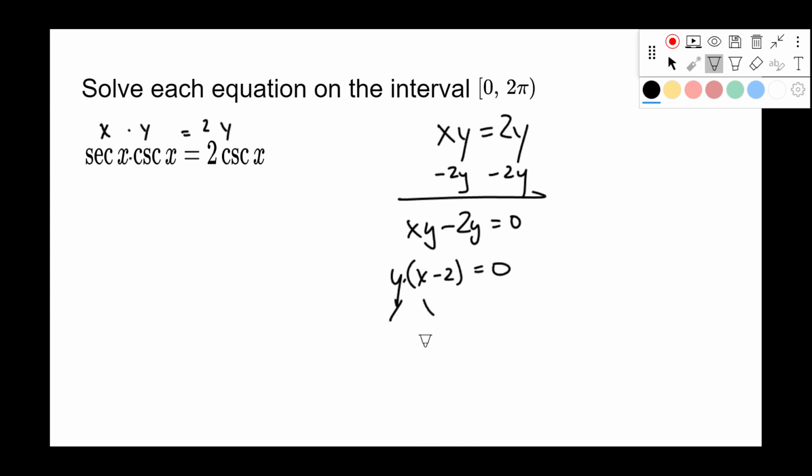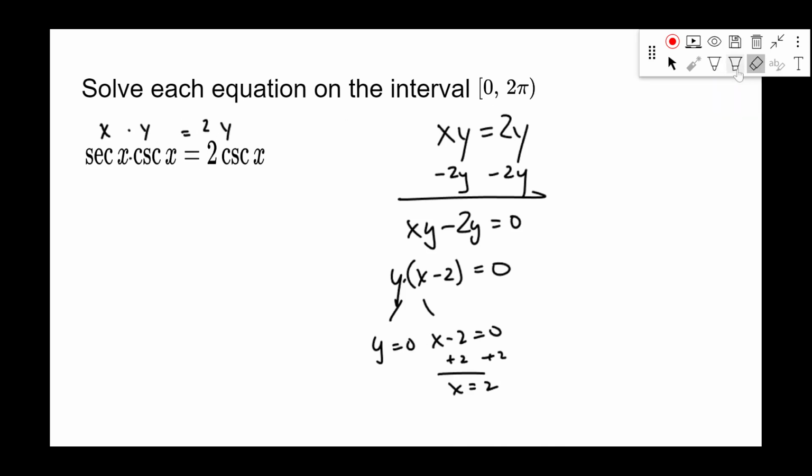So now I'm going to split this. It's equal to 0. That's good. So either y equals 0 or x minus 2 equals 0. So I'd have to add 2 to that one. And x would have to equal 2. Okay. So that would be my answer. X is equal to 2. Y is equal to 0. That's a little weird, but that's okay. We're working with these trig functions here.